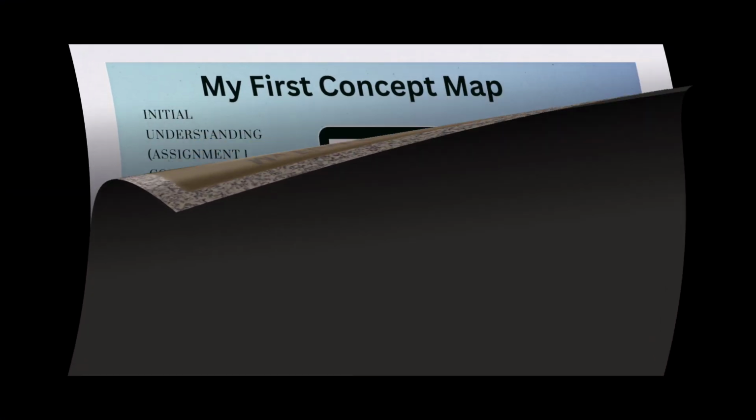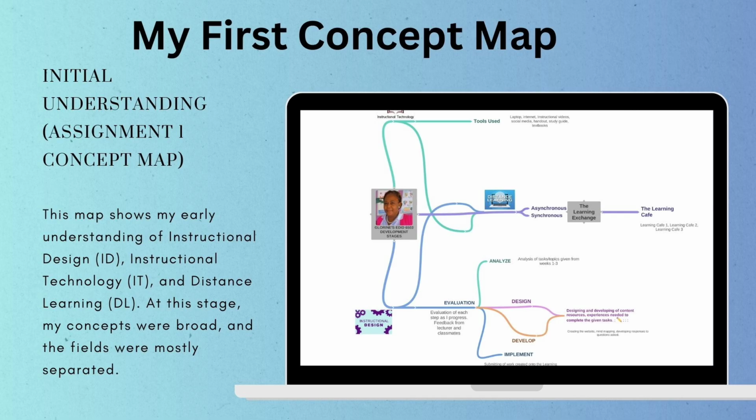This is my initial concept map from assignment 1. As you can see, I had a basic understanding of the three core areas: instructional design, instructional technology, and distance learning. But at this stage, I treated them more as isolated categories rather than connected components of a larger system. There was minimal integration between the concepts. They were more like separate silos.